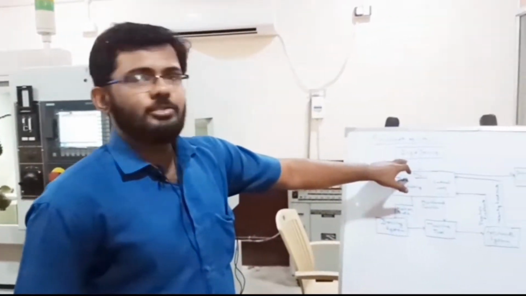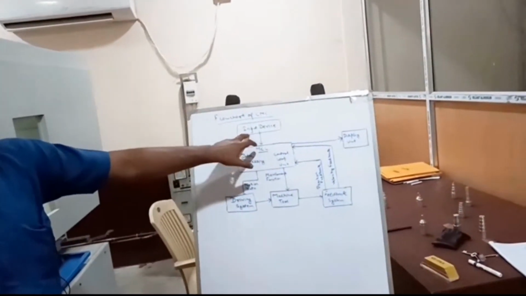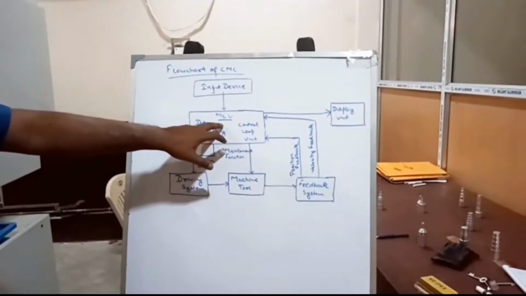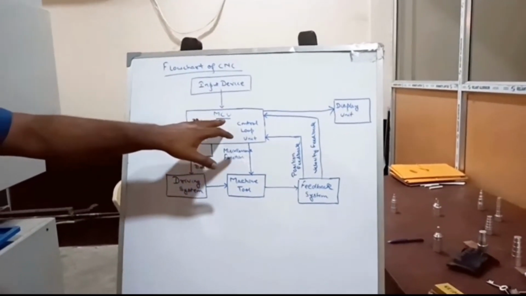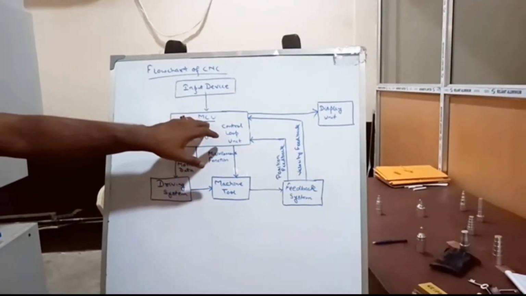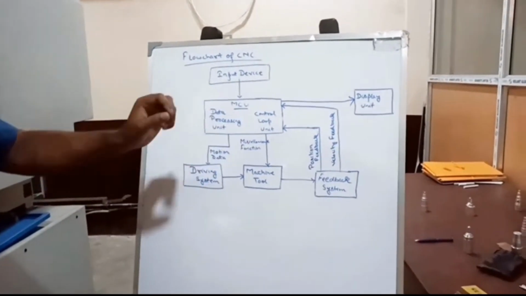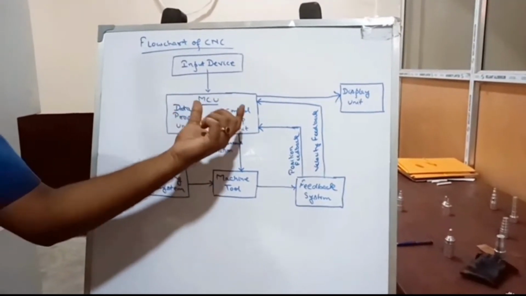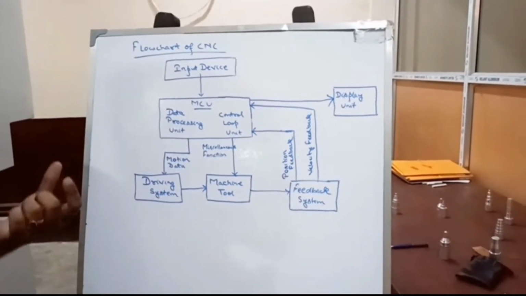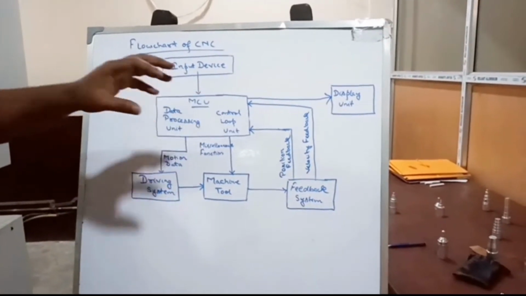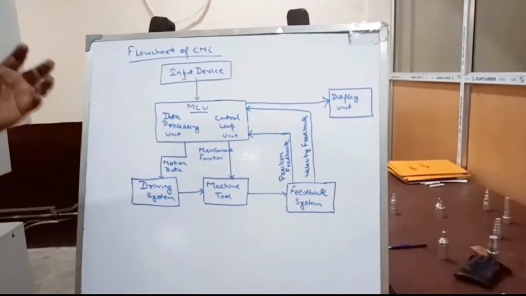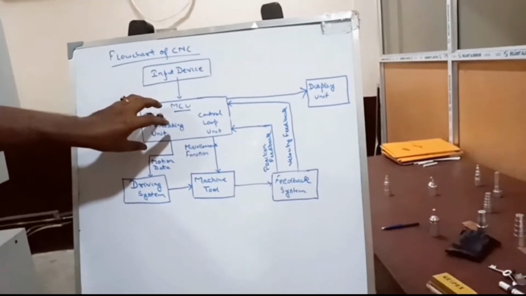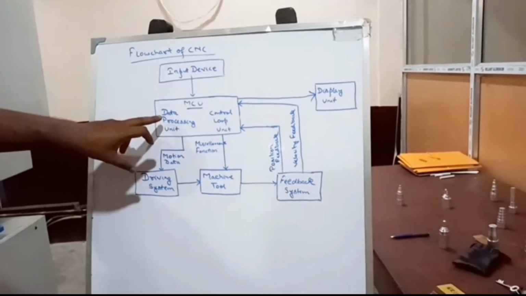So with the help of the input device, we have compiled the part program which goes to the MCU. MCU stands for Machine Control Unit, and this is the most important part, or we can say it is the heart of the CNC. The MCU comprises 2 parts, that is the data processing unit and the control loop unit. Now what is the data processing unit? In part programming, we are inputting the data which the computer of the CNC understands, and that data is processed in the machine control unit.